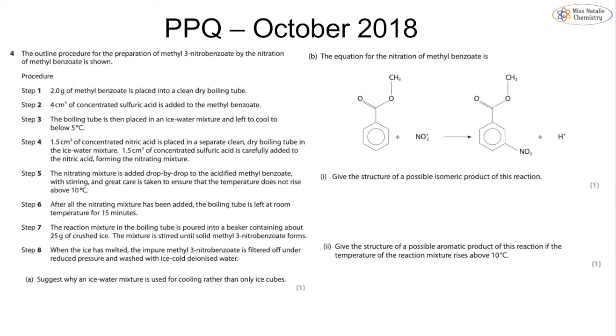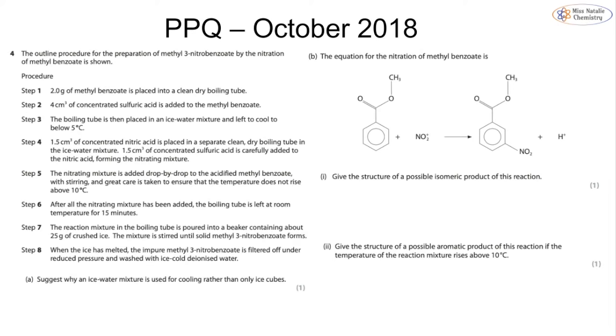So let's have a look at a past paper question just to finish off. This is from the October 2018 paper, and it outlines the procedure of methyl 3-nitrobenzoate by doing the nitration of methyl benzoate. So it's not exactly the same as what we were just looking at, but the steps of how we do this are very similar. So part A is suggesting why we use an ice-water mixture rather than only using ice cubes.